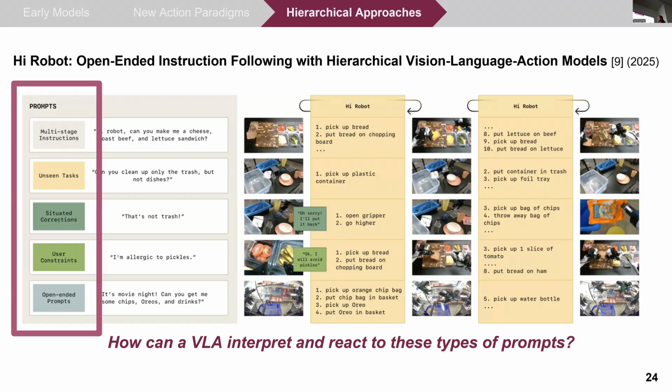And then lastly is an open-ended prompt. The user says, "It's movie night. Can you get me some chips, Oreos, and a drink?" And Hi Robot is able to go find some chips. It does find Oreos correctly, and it also finds and picks up a water bottle for the drink for the user. Sad, the water bottle. It needs a better drink. I tend to agree.